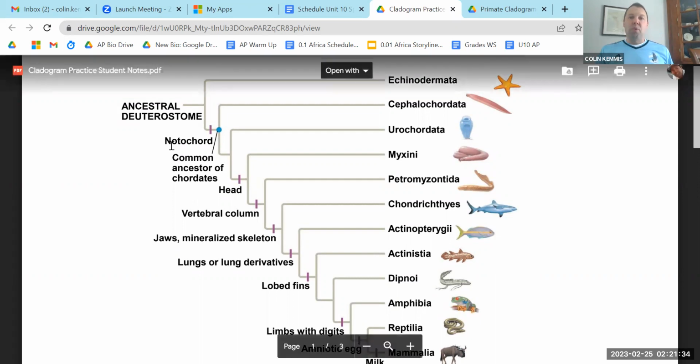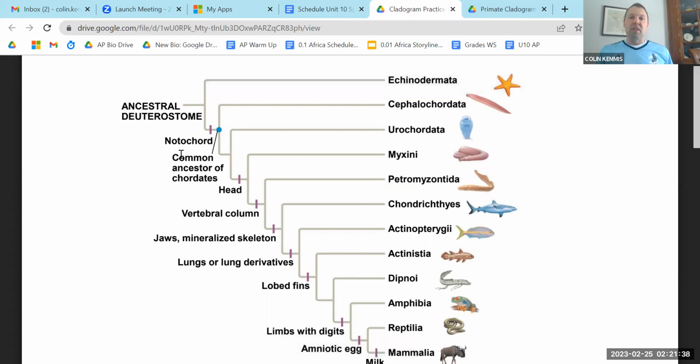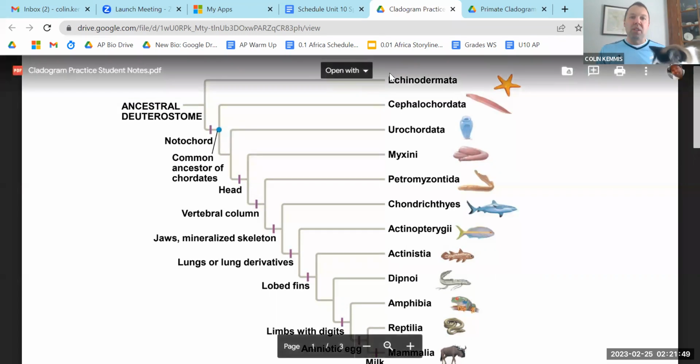So deuterostomes are some ancient animals. They don't have a true digestive system. They eat and expel waste through the same opening, the deuterum. So echinoderms, starfish and the like would be there. A primitive backbone would be the notochord here.